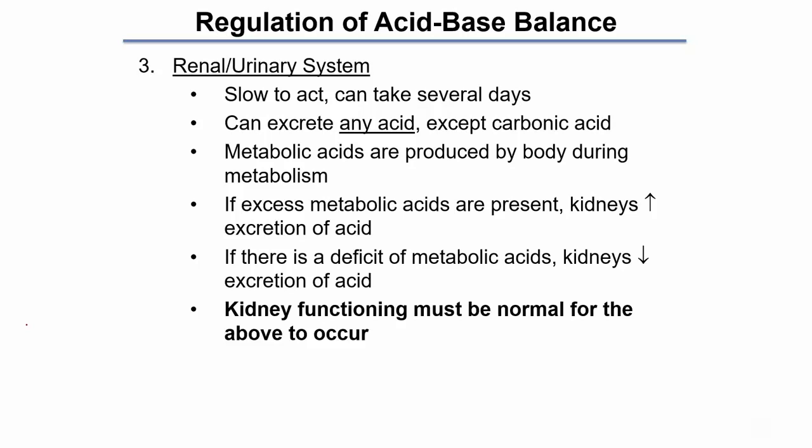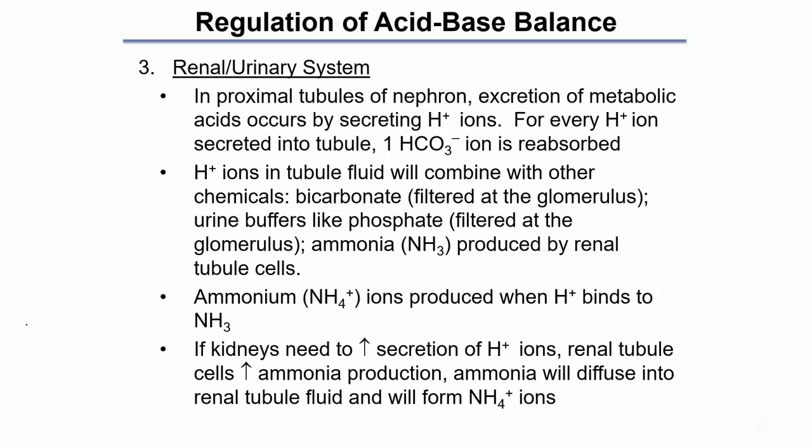So if more than normal amounts of metabolic acids are being synthesized, being produced, then the kidneys will increase the amount of excretion of that acid. If there's a deficit of these metabolic acids, the kidneys will decrease the excretion of that acid. So remember, the kidneys do all that, but the caveat here is that the kidney functioning has to be normal. You can have chronic renal failure or end-stage renal disease. That's not going to work. Hence, this whole system will essentially be non-functional. But otherwise, in a healthy individual whose kidneys are functioning normally, the kidneys can help to excrete out metabolic acids, not CO2, the metabolic acids. So that's acid-base homeostasis in a nutshell.